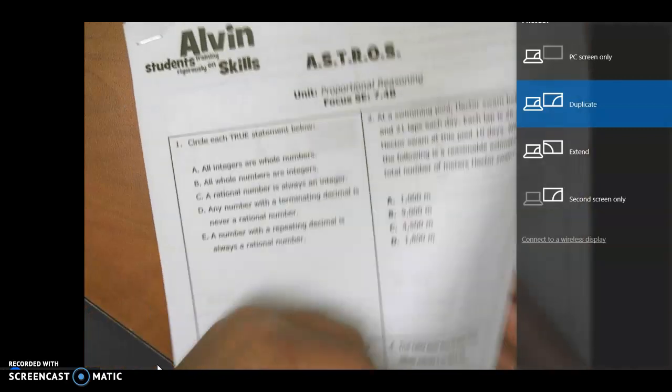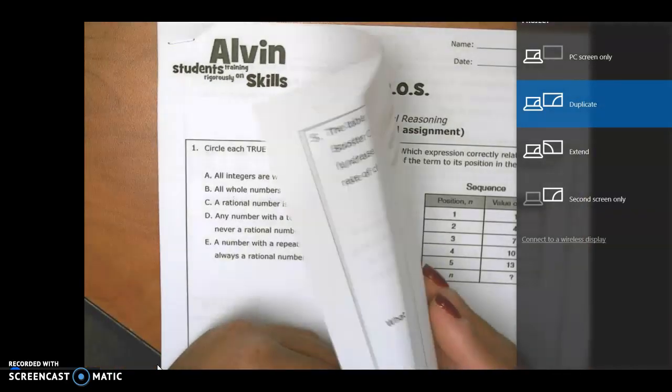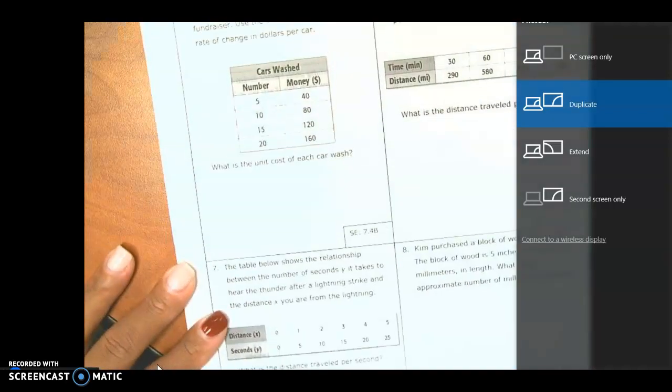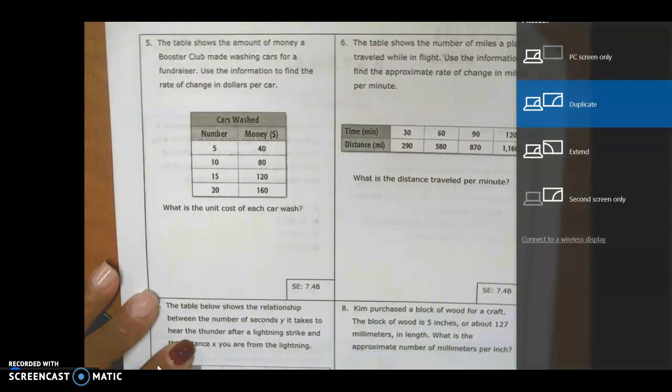So, what was your question? About the who? I'll show you in a moment. So we're doing questions 5 through 8 on each page.